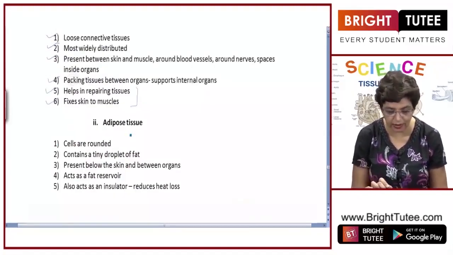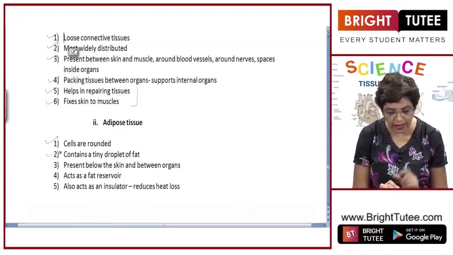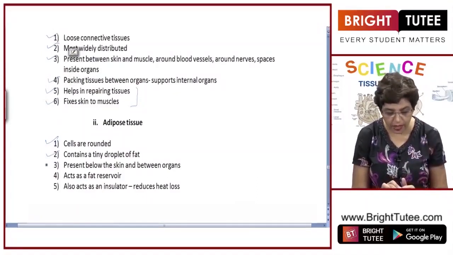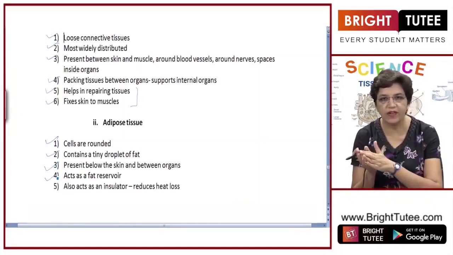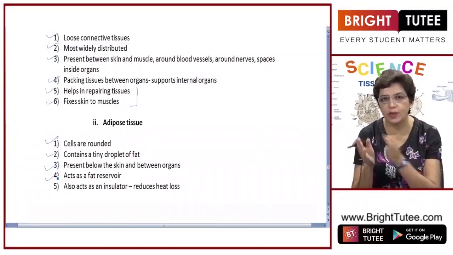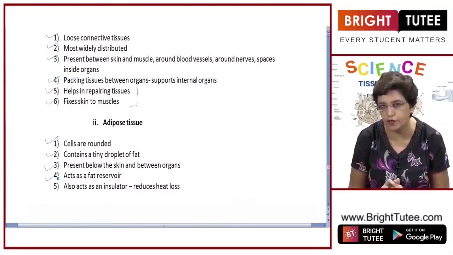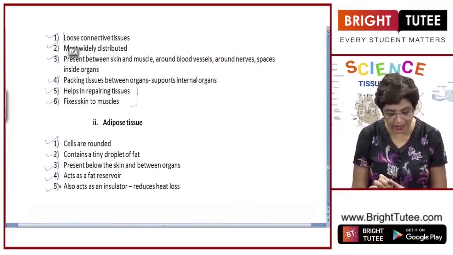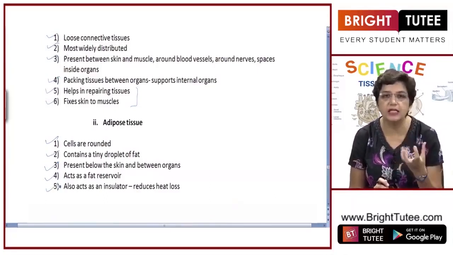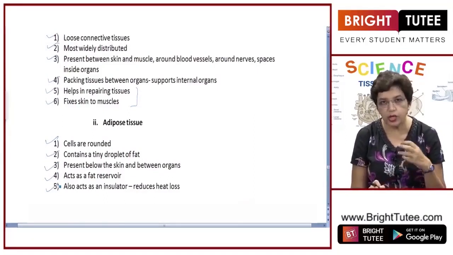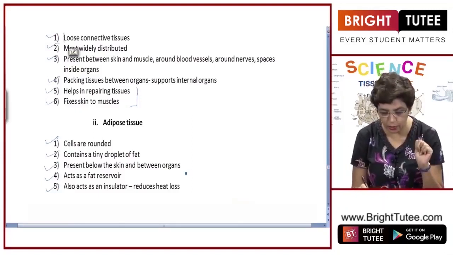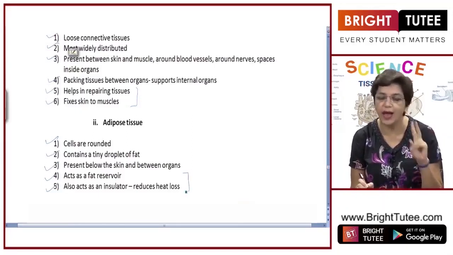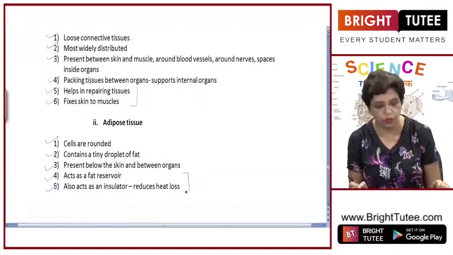The adipose tissue, on the other hand, cells are rounded. They contain tiny droplets of fat. They are present below the skin and in between organs. So they act as a fat reservoir. So they store the fat. Whenever the body is on fasting or nutrients are not available, these tissues provide the fat for energy. They also act as an insulator. Basically, fats absorb the heat. So they reduce the heat loss and they keep the body warm. So two main functions of adipose tissue are fat reservoir and insulator, that is keeping the body warm.